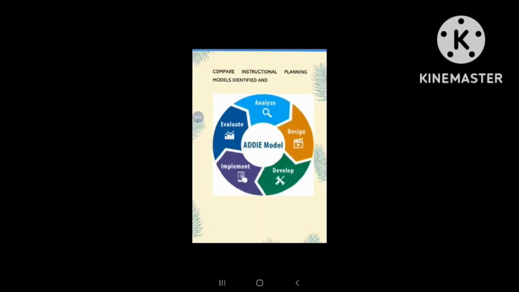The ADDIE model is one of the popular models because of its simplicity and practicality. Examples of instructional models are behaviorism, cognitivism, constructivism, and connectivism. We have here the ADDIE model. First is analyze, the second is evaluate, the third is implement, the fourth is develop, and the last is design.